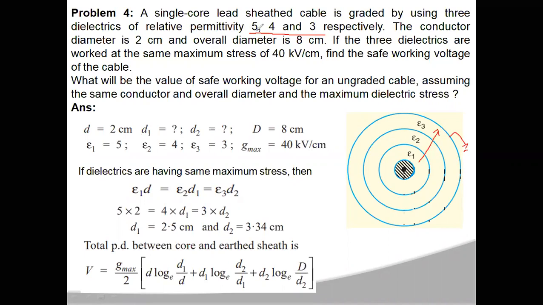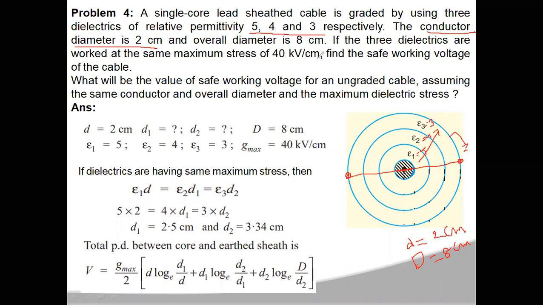Now here in the given problem, as they were already given in decreasing order, epsilon 1 will be 5, epsilon 2 will be 4, and epsilon 3 will be 3. They were also given the conductor diameter and core diameter, both the same. So the conductor diameter, small d, is given, which is equal to 2 centimeters. And the overall diameter of the cable, from the earthed sheath to here, is given as 8 centimeters. Let us call that overall diameter capital D, which is equal to 8 centimeters.